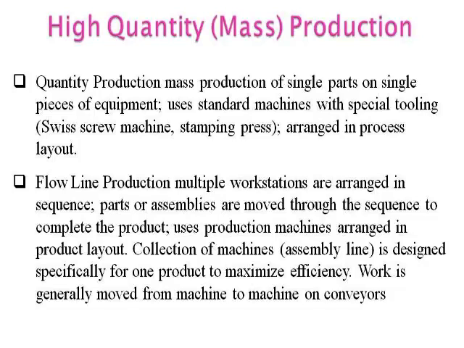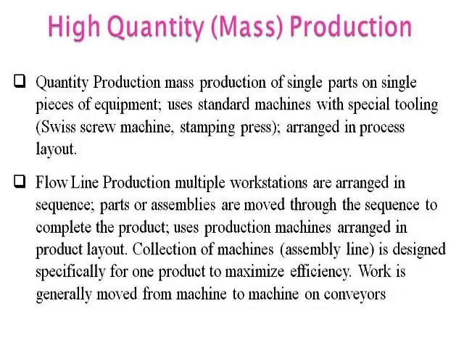Whereas we have mass production systems, where quantity production, mass production of a single part, huge in numbers, is done on single pieces of equipment, using standard machines with special toolings. So special purpose machines are used for this purpose, like Swiss screw machine or stamping press. There are all the different kinds of machines which can participate in mass production systems.